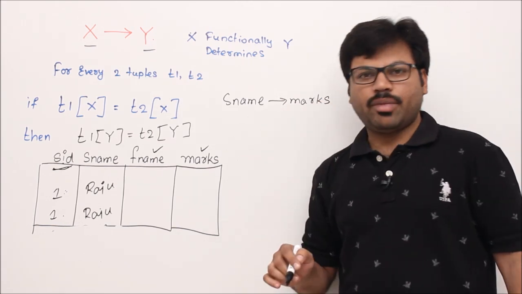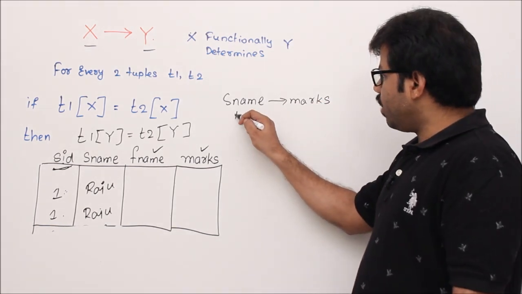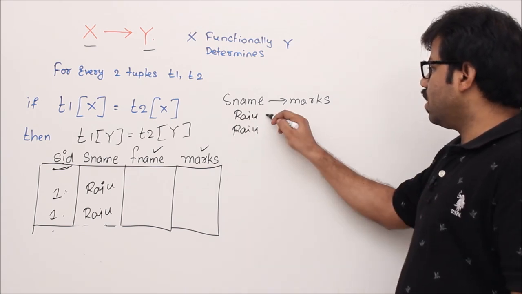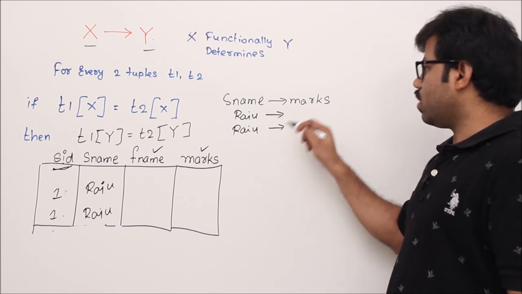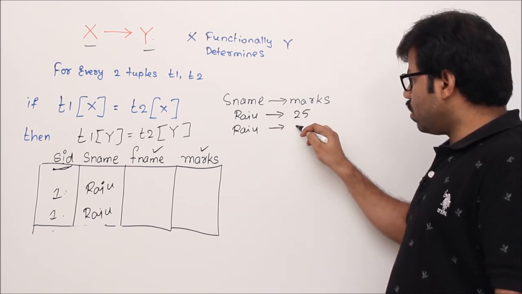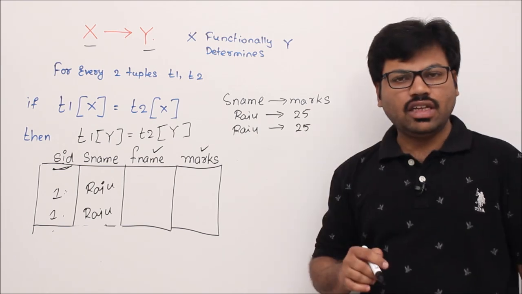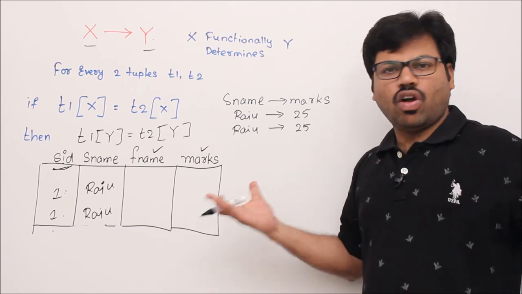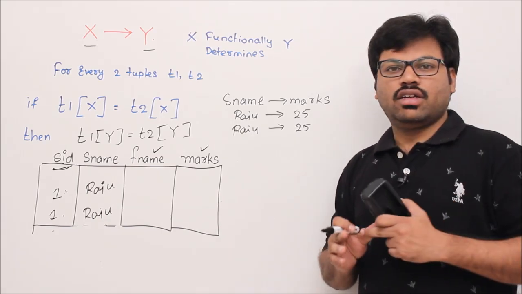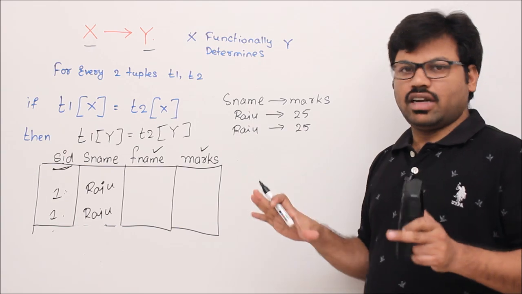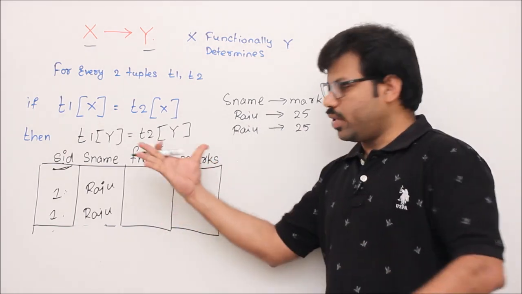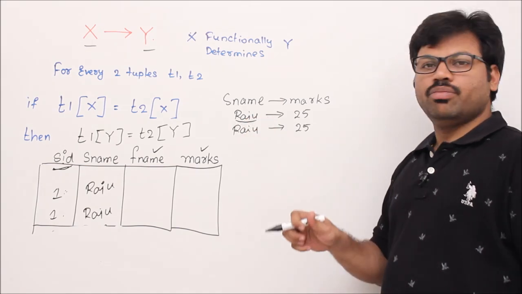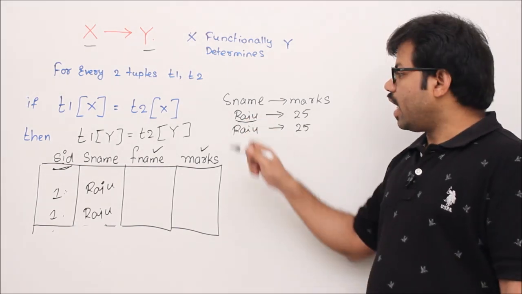Really, student name determines marks? Then whenever a student name, for example Raju, is repeated, marks have to be repeated. For example, first Raju's marks are 25, second Raju's marks are also 25. Is it necessary? Need not be, correct. The user can write wrong data, but I'm not saying that. Is it theoretically correct or not? You tell me. According to your data properties, is it legal data for you? That means always Raju means 25. Is it true? No. There can be two Rajus.